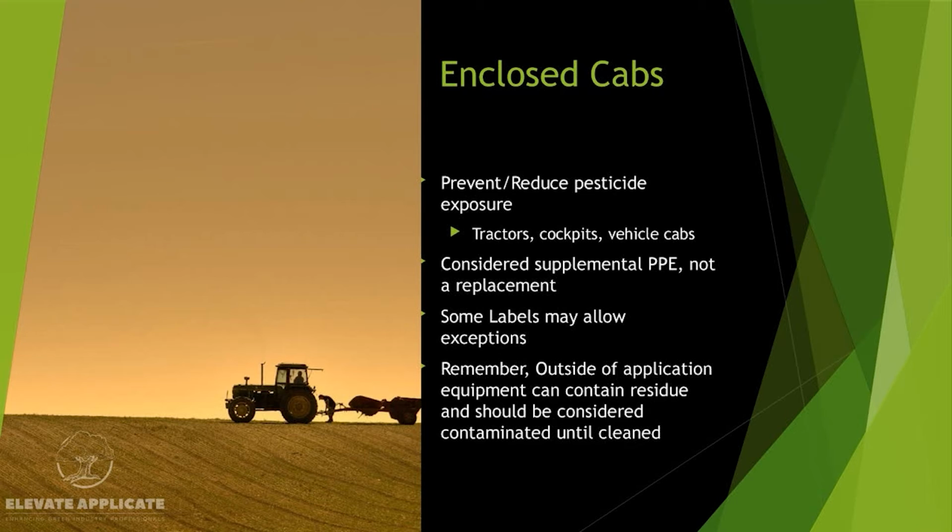All right, so this is more for the agriculture side of things. We're going to talk about some enclosed cabs. Enclosed cabs prevent and reduce pesticide exposure. It's not just farmers and tractors, but you could think tractors, cockpits of planes if you're doing aerial applications, or vehicle cabs. So I do know that some people do right-of-way applications down the road, down our highways, and they could be inside the cab of a vehicle spraying outside, and they'll be relatively protected from that.